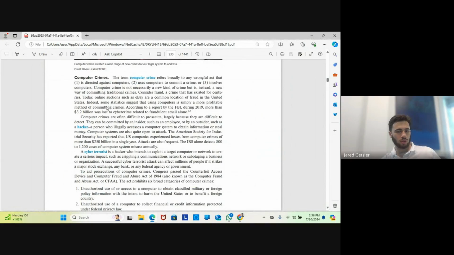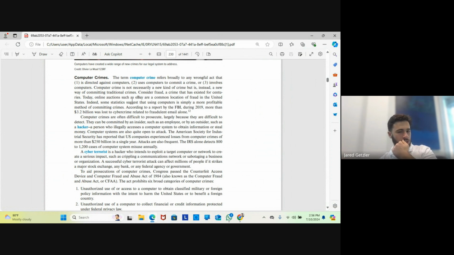And we also have computer crime. So that's crime against computers. Computers can be used to commit a crime, and it involves computers. Let's say, for example, we have an eBay transaction. Let's say we sold an item to someone on the internet and we took the money, but we never sent them an item. That could fall under computer crime.